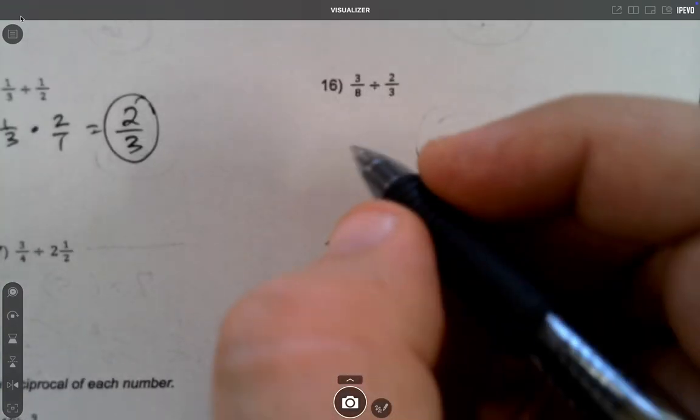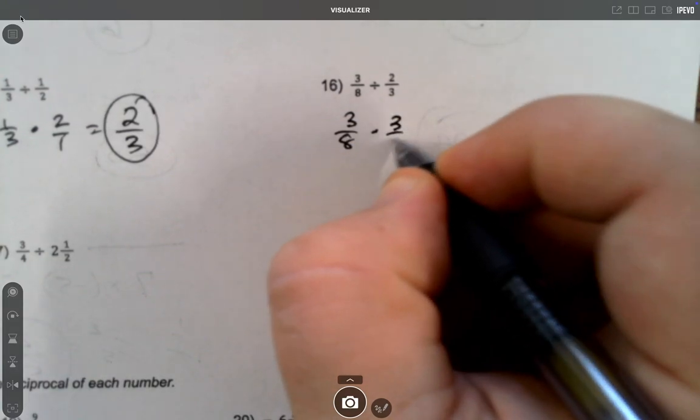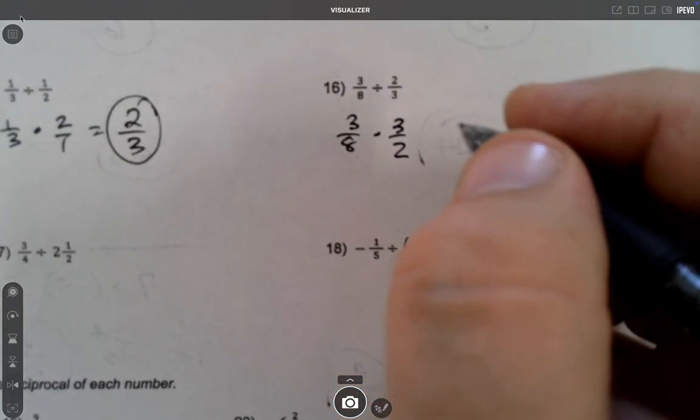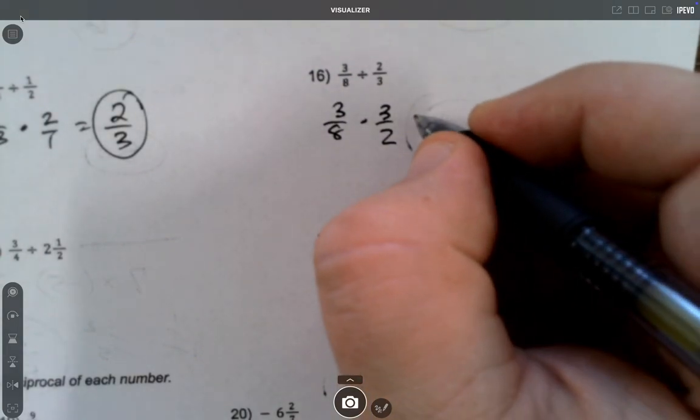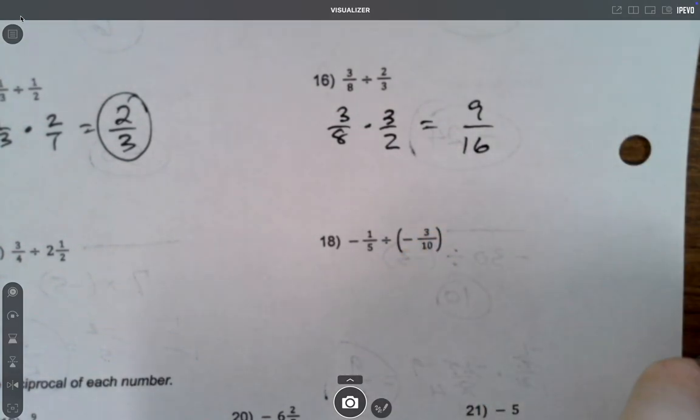16 will be similar, since it's division. We'll have to multiply by the reciprocal, so we flip this one upside down and make it 3 over 2. And that prevents us from being able to simplify or cancel out anything. So we'll do 3 times 3 is 9, 8 times 2 is 16.